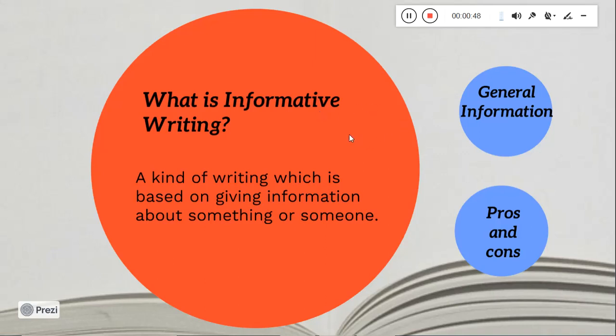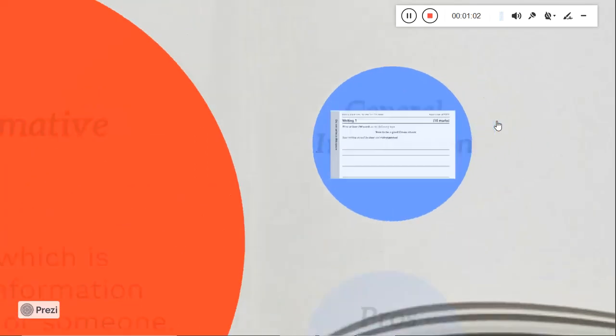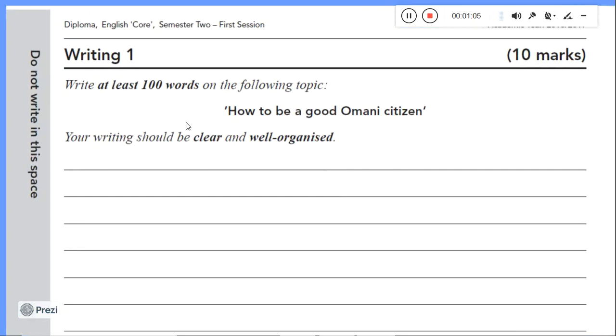Okay? So what questions do we have in this type of writing? The first type is general information questions. You are asked to give general information about something or someone. Let's have an example. Write at least 100 words on the following topic: How to be a good Omani citizen. Your writing should be clear and well organized. Here, you are asked to give some information about how to be a good Omani citizen.